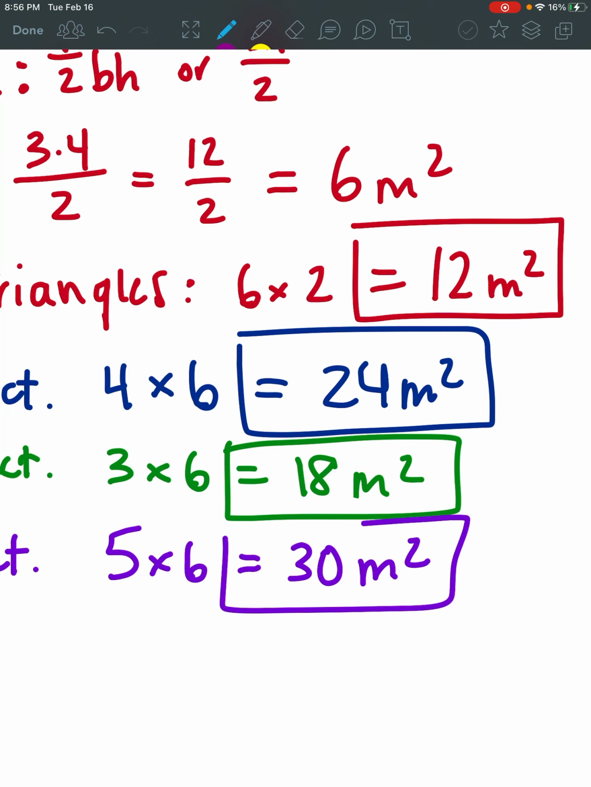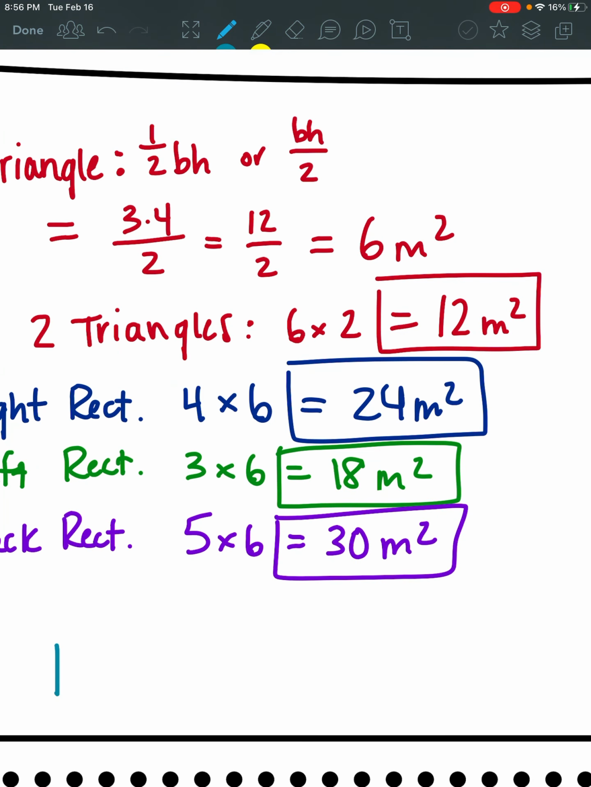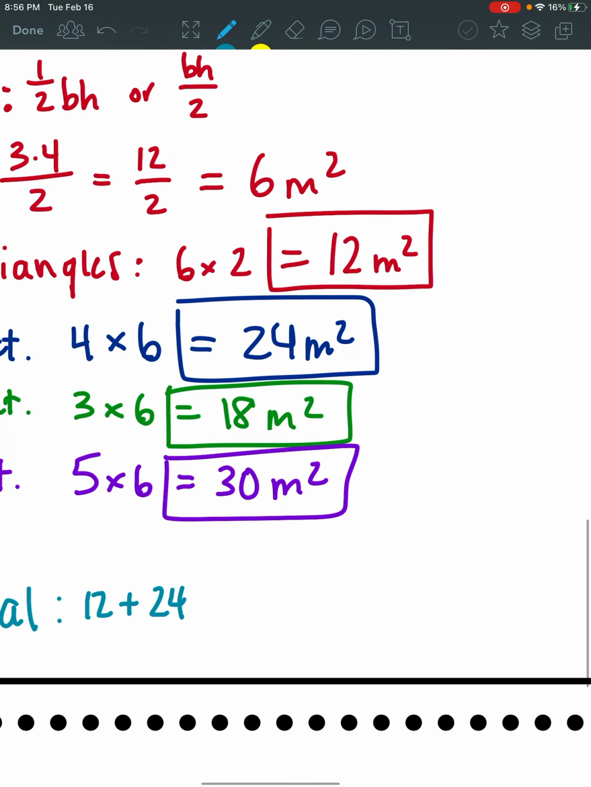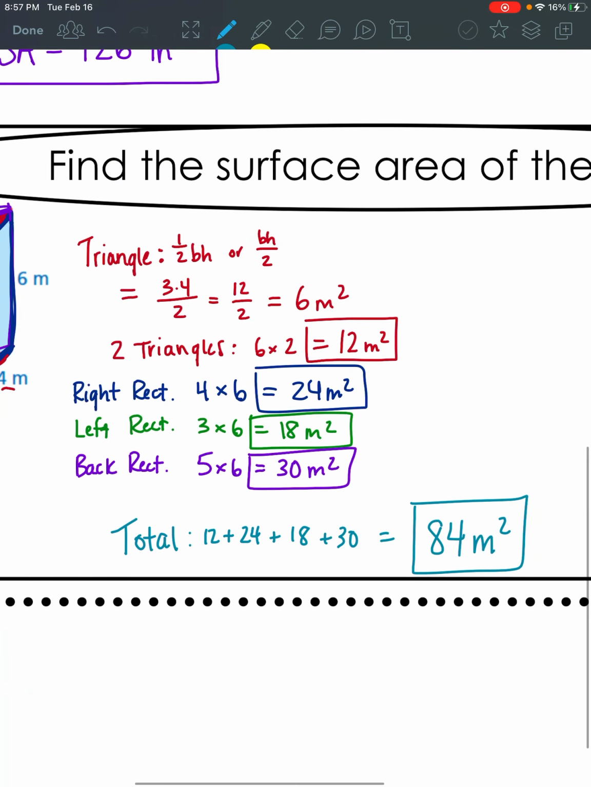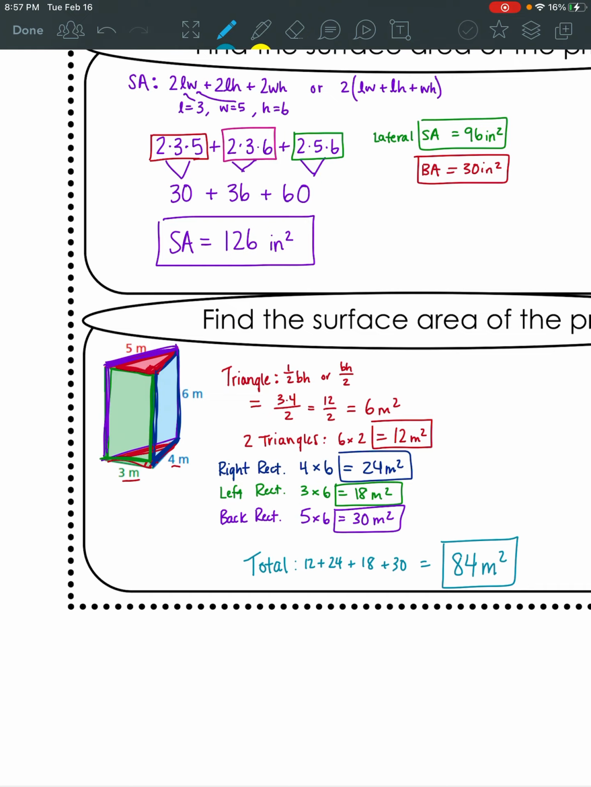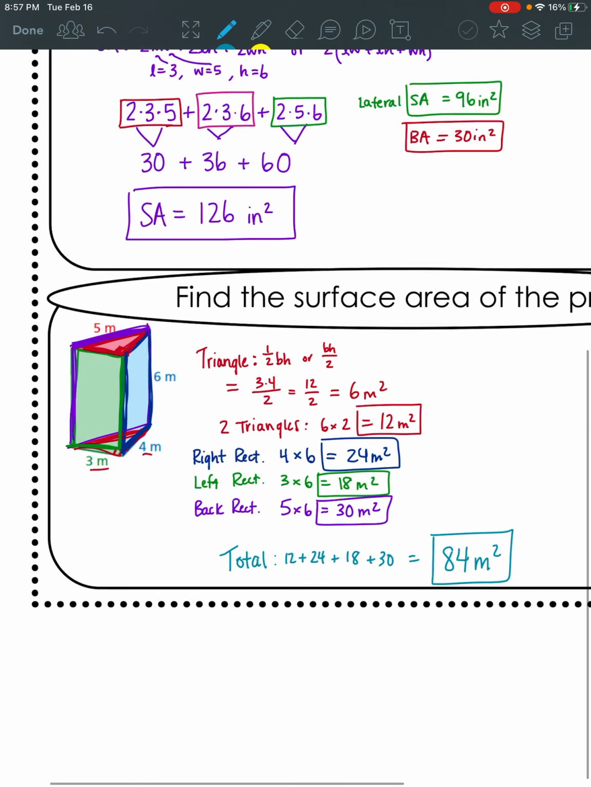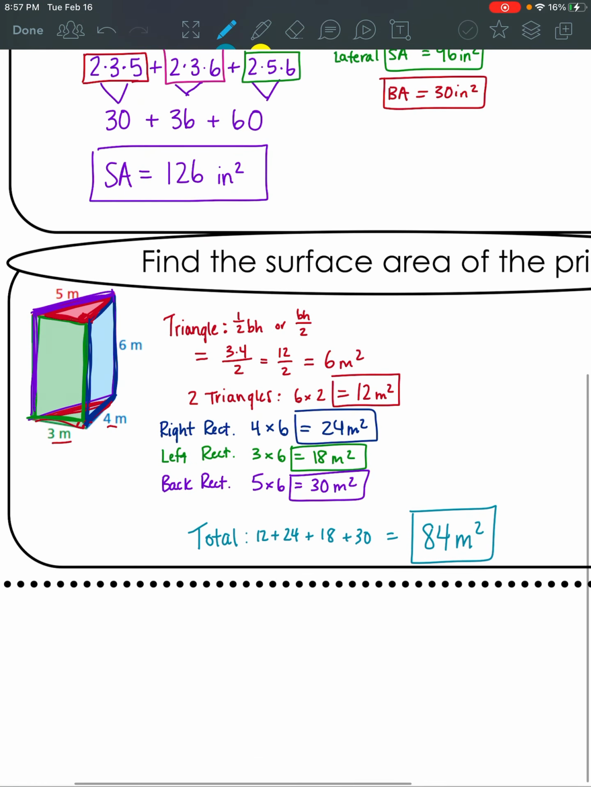Once you are done, then you want to make sure that you find the total surface area. So we would add all of these together. 12 plus 24, so that gives us 36. Plus 18, 54. And then 54 plus 30 is 84 meters squared. And I think I got that all right. And let's double check. We got 12, 13, 14. Looks correct to me. So there is the total surface area of all of those sides in the triangular prism.